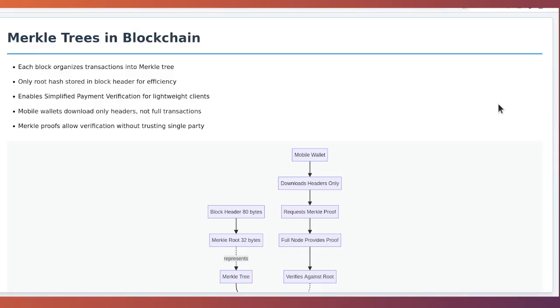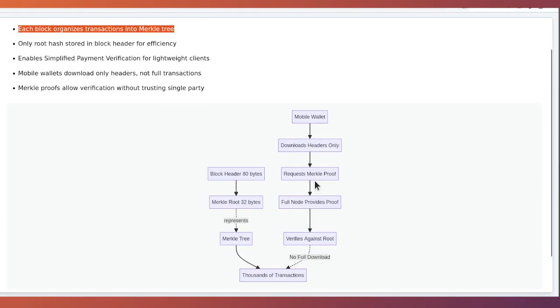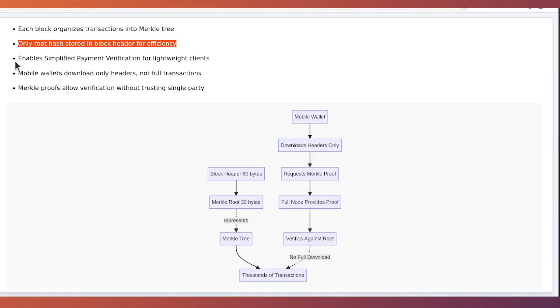In blockchain, each block contains potentially thousands of transactions. Storing all these transaction hashes in the block header would make headers enormous and impractical. Instead, all transactions are organized into a Merkle tree, and only the Merkle root is stored in the block header. This design decision has profound implications for scalability.